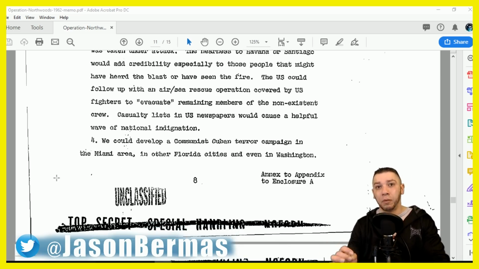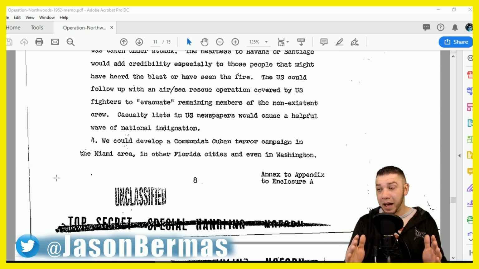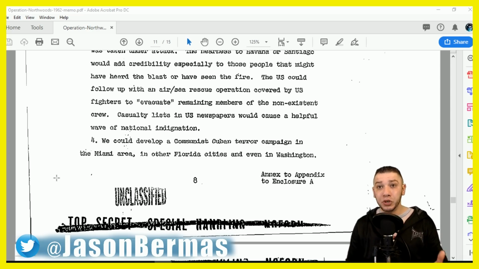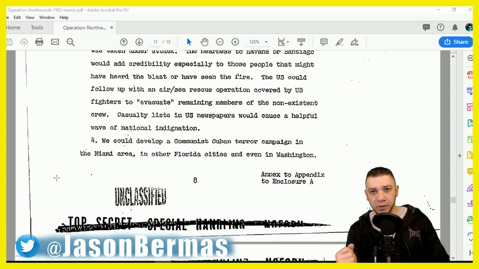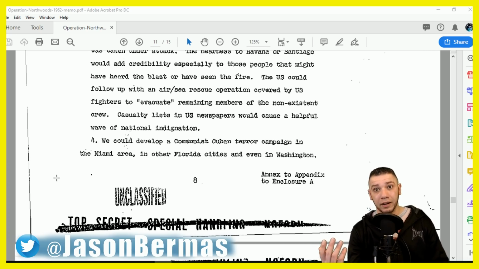Papers would cause a helpful wave of national indignation. Now here again, you don't have the mock funerals, but you do have false names being published in the paper, fictitious soldiers, for a wave of indignation to go into Cuba. This is our government. This isn't so far ago. All right? We could develop a communist Cuban terror campaign. Here it is right here.